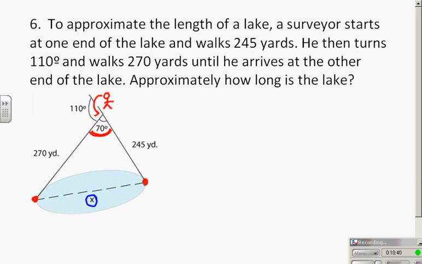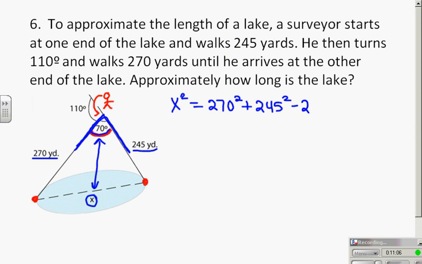So if I want to know little x here, how far is it across the lake? What is the information I'm given? Well, I'm given a side, an angle, and a side. And those happen to be the two sides that make the angle. This is not opposite the angle. I know this is a great candidate for law of cosines. Actually, the only way to do this one if I want x. So x squared is equal to 270 squared plus 245 squared minus 2 times 270 times 245 times the cosine of 70.